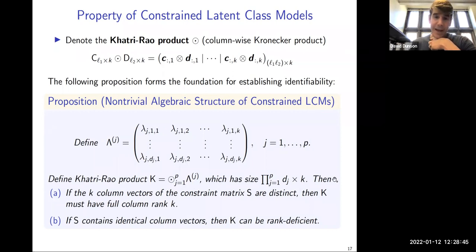Then, A, if the K column vectors of the constraint matrix S are distinct, then K, this Khatri-Rao product, must have full column rank, K. And B, if S contains identical column vectors, then K can be rank deficient. So here we can see that the constraint matrix has this direct, simple effect on the Khatri-Rao product of the lambdas.